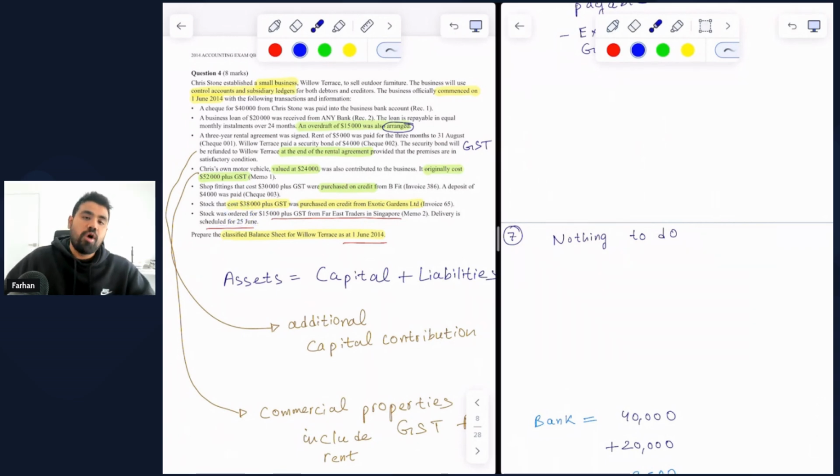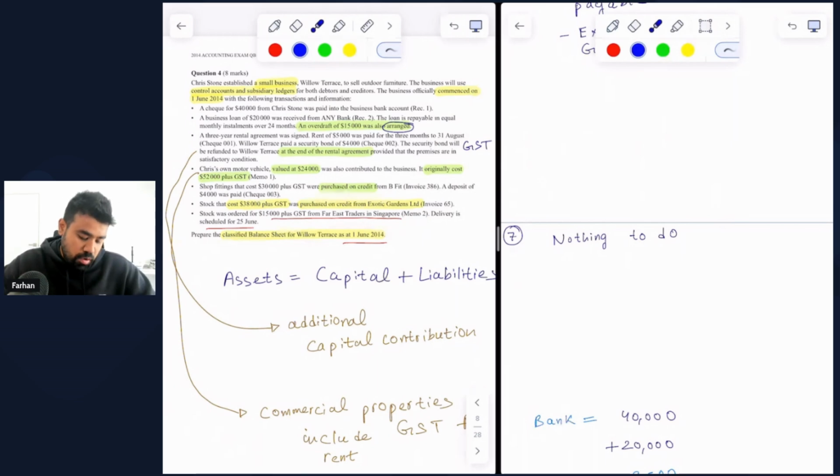So if we haven't got the stock yet into the business, given that the delivery is on 25th of June, we cannot record this in the books of the business because this wouldn't make sense and this would be wrong. So therefore, you have really nothing to do in this case. This is just a memo which says that you've ordered some inventory which is coming on 25th June. But given that today we are at 1 June, we don't have to worry about it.